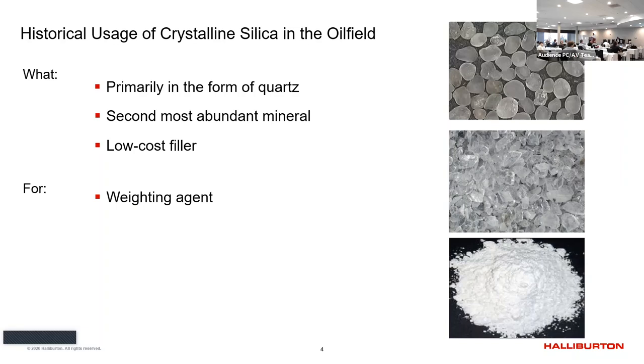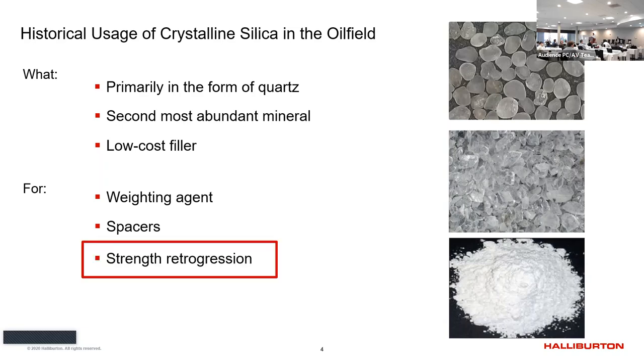It's been used as a weighting agent simply because its water requirement is really low and you don't have to add as much water to have it in your slurry. It's used in spacers. And what we're looking at here, it's used for strength retrogression. That really ties back to that previous bullet point of low cost. And it's functional, it works well, right? As long as you've got the right concentrations in there.